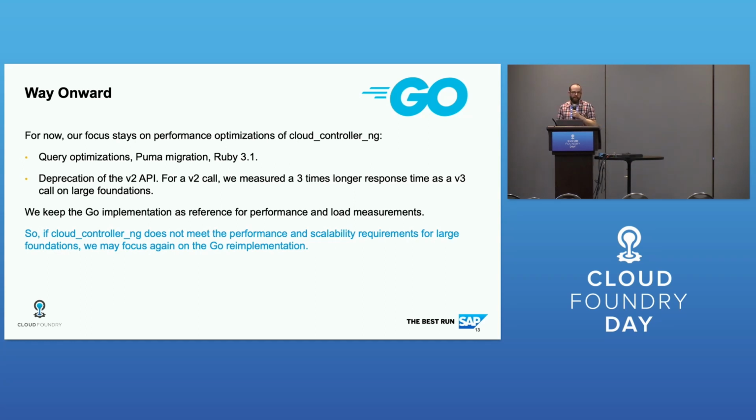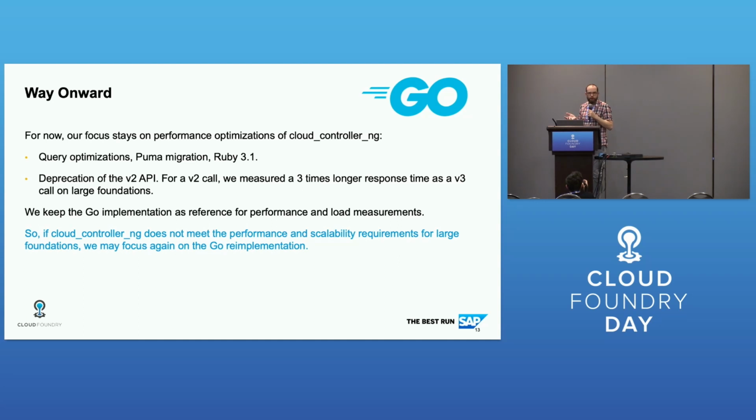Now, how do we go forward from this point? Of course, a full re-implementation could take 2 to 3 years, depending on many factors, how many resources you have. So it is rather unlikely that we follow this approach. We first want to use all possible optimizations for the classic cloud controller. That is, we will continue to optimize queries. We will wait for the Puma migration and Ruby 3.1.